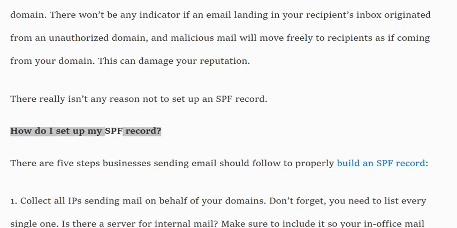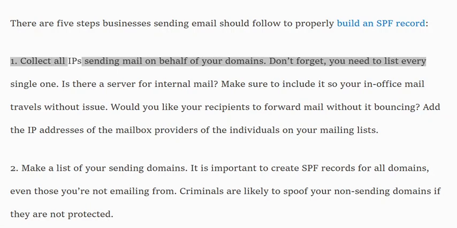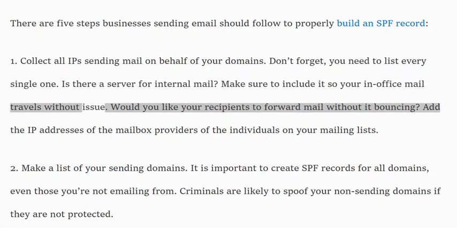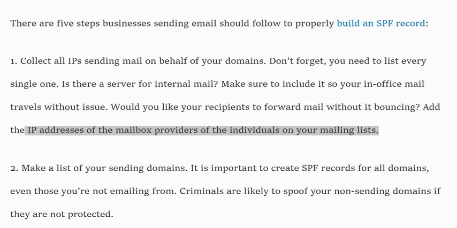How do I set up my SPF record? There are 5 steps businesses sending email should follow to properly build an SPF record. 1. Collect all IPs sending mail on behalf of your domains. Don't forget, you need to list every single one. Is there a server for internal mail? Make sure to include it so your in-office mail travels without issue. Would you like your recipients to forward mail without it bouncing? Add the IP addresses of the mailbox providers of the individuals on your mailing lists.